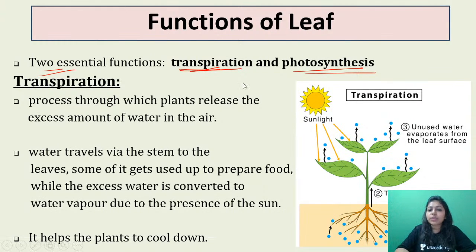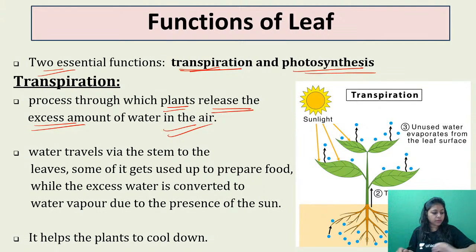Now we have transpiration and photosynthesis. What is transpiration? It is a process through which plants release the excess amount of water in the air. Actually tell me, I want to know how do these plants remove excess water? Do they have any pores on the leaves? Tell me, who knows that they have pores on the surface of leaves? And what do we call those pores? Anyone? There are these pores on the surface of the leaves and we call them stomata. And from there only the gaseous exchange takes place, like carbon dioxide gets in and oxygen goes out, but they also help in the removal of excess amount of water in the air.